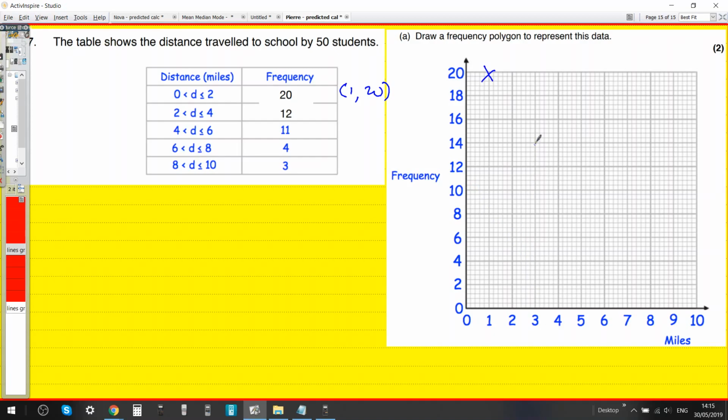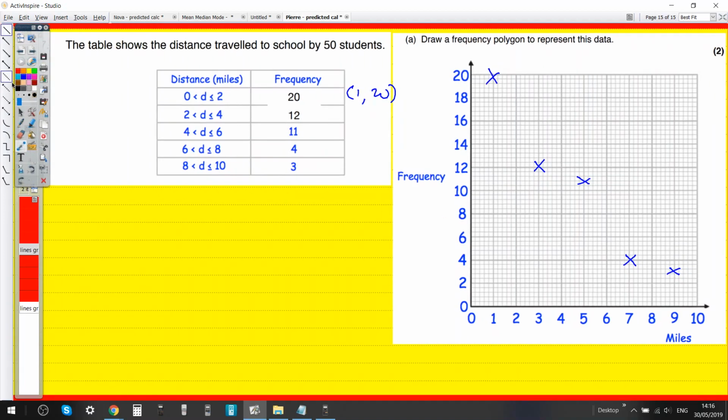And then at the end? Yes, you do that at the end, and then you just join the dots. Do you know what polygon means? It just means straight line. Oh, okay. Yep, there we go. That's the best I can do.